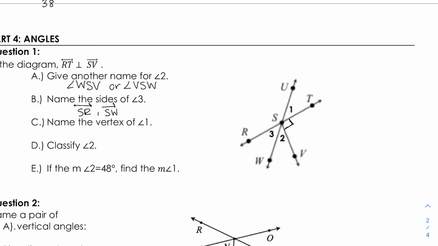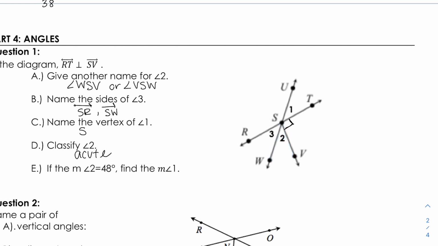All right, so then we have the vertex of angle 1. Well, here's angle 1. Our vertex is point S. I'm just going to write S. Then we have classify angle 2. Classify means what type. Is it acute, obtuse, right, or straight? So angle 2 is less than 90, so that's acute.